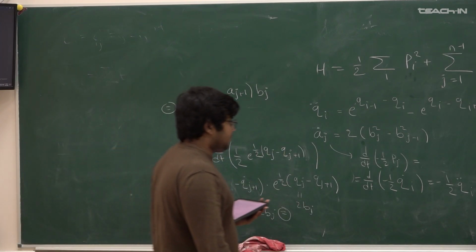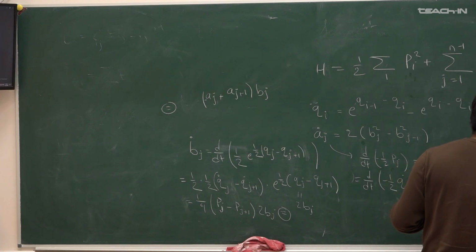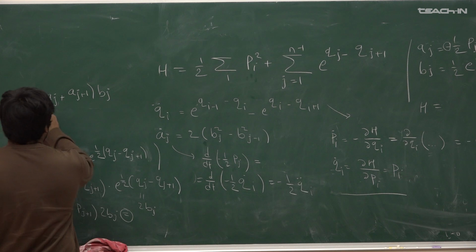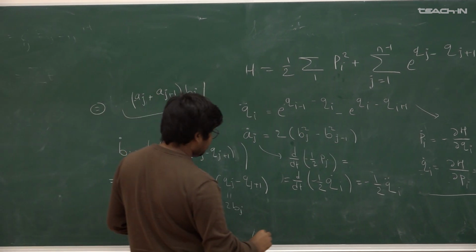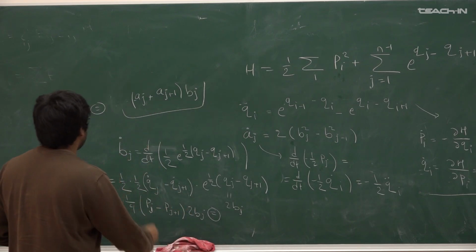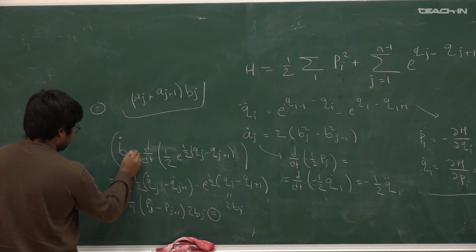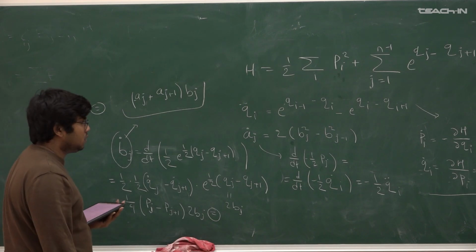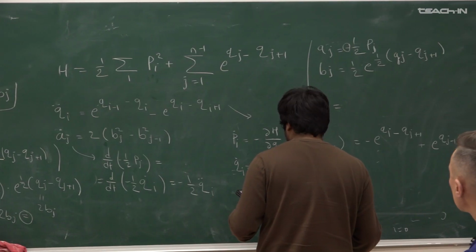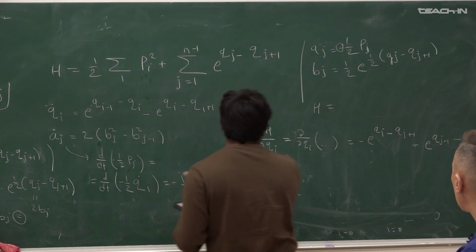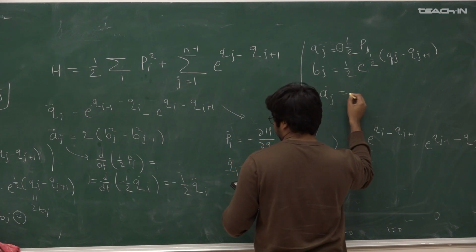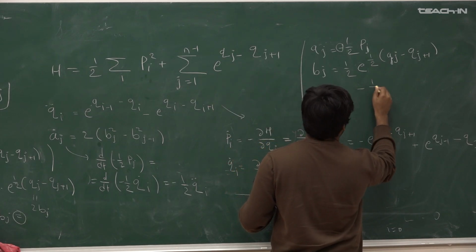So we got here, okay, so that one is bj dot. Very good. And maybe I can just write aj dot. aj dot is here. So let me write here: aj dot is minus.